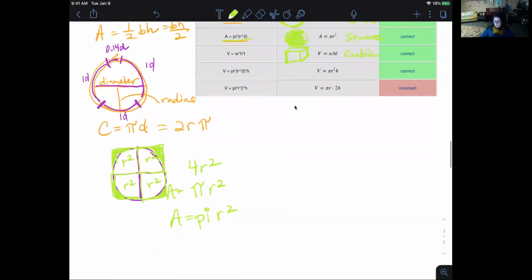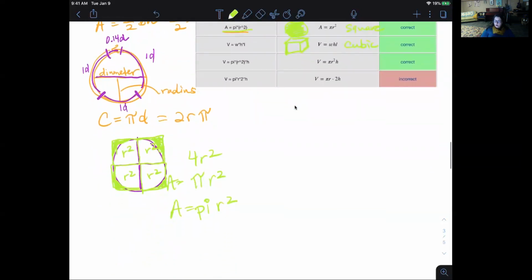This last one here is the volume of a cylinder. The volume of a cylinder is, we take the area of the circle, pi r squared, and we multiply that by the height. And that's how we find the volume of a cylinder.